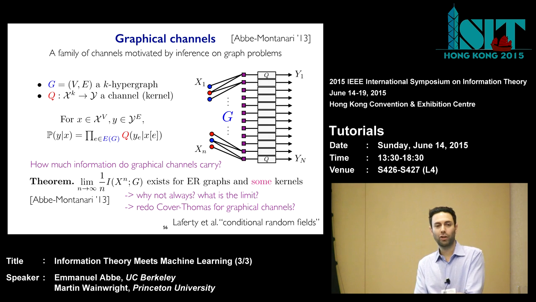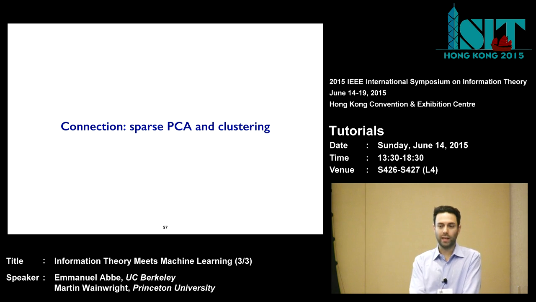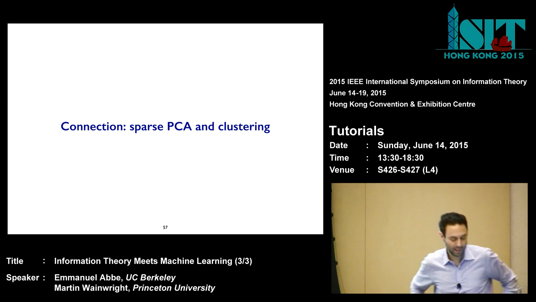And then you can redo coding theorems for graphical channels. Instead of having random codes, you have a specific code, which is this graph. But it seems like most questions still go through error exponents, scaling laws, etc. Okay, so that's the last slide, or last two slides.